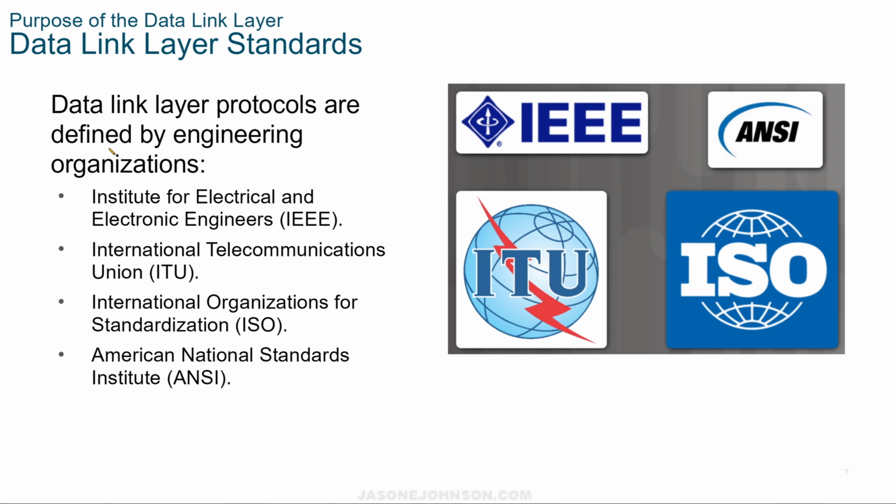The data link layer protocols are defined by engineering organizations: the Institute of Electrical and Electronics Engineers, or the IEEE, the International Telecommunication Union, the ITU, the International Organization for Standardization, the ISO, and the American National Standards Institute. And most times, you're going to hear just the acronyms IEEE, ITU, ISO, and ANSI.